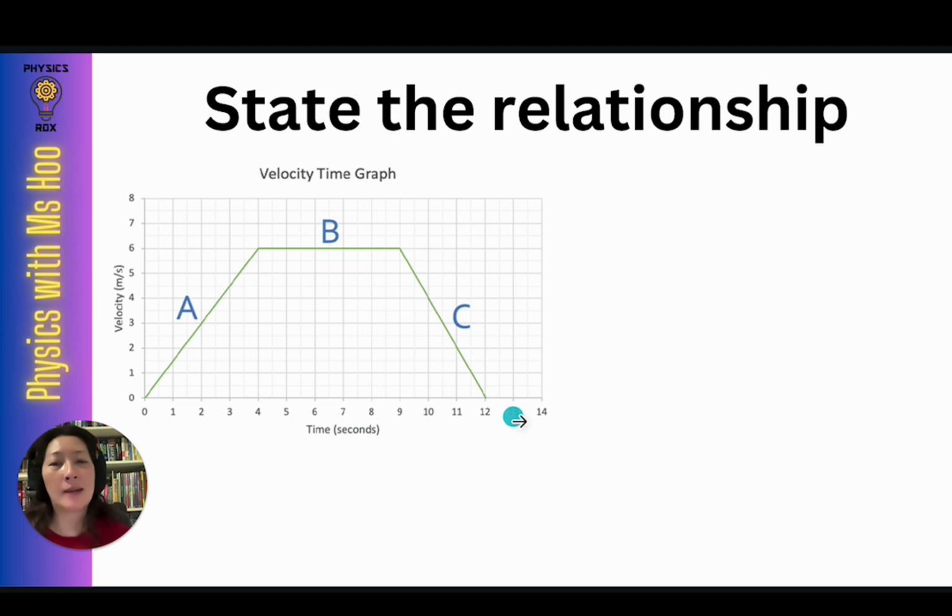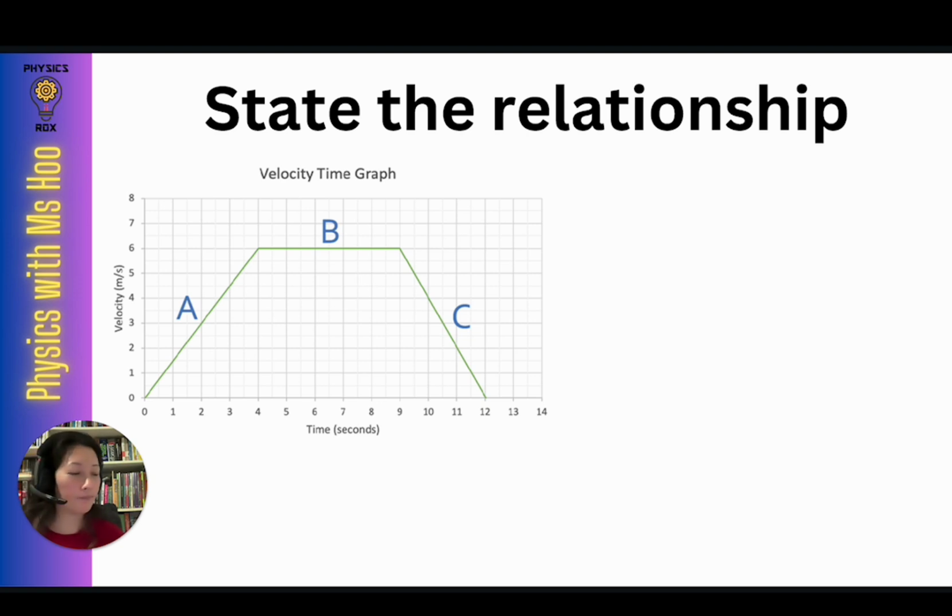In this particular graph, you can see that there are three sections. We have section A, section B, and section C. There is no single relationship over here because there are three parts of the graph. If you were asked for the relationship in your exam question, you have to read carefully and see which part they are referring to. For the purposes of this video, I'm going to describe the relationship for all three parts of the graph.